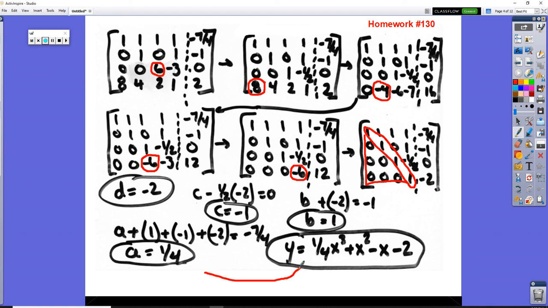Don't forget to take all those values for A, B, C, and D and put them back in to make an equation for a cubic. So y equals 1/4 x cubed plus x squared minus x minus 2.